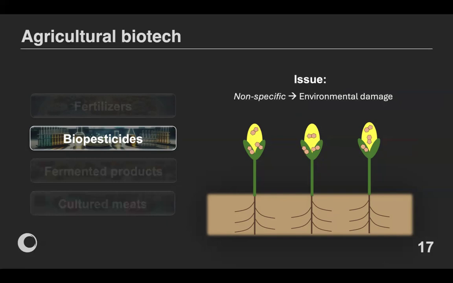And so the issue here is that a lot of these previously used biopesticides were very nonspecific. And so they would not only go after the bug that you're looking at, but would go after bugs that you're not looking at that are actually beneficial to the crops.